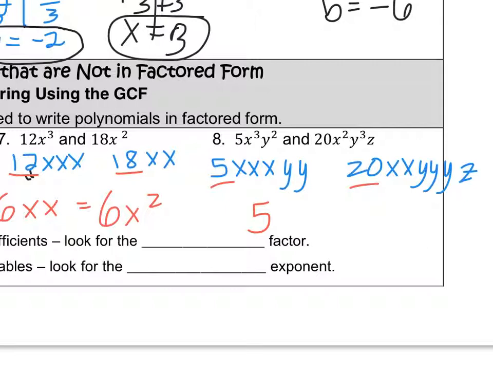Now, in this term, I have 3 x's, but I only have 2 over here. So only 2 of the x's are in common. So I'm going to go ahead and write x squared. And then looking at my y's, I have 2 in the first term, 3 in the second, so only 2 are in common. So y squared. And then if I look, I also have a z, but I only have it in one, so it's not common in both. So my greatest common factor, the thing that's common in both terms, is 5x squared yz.